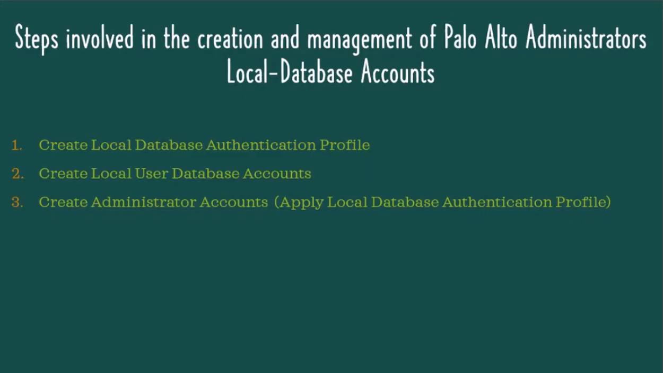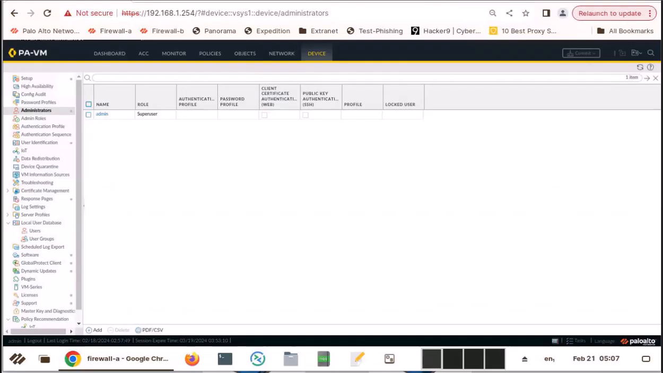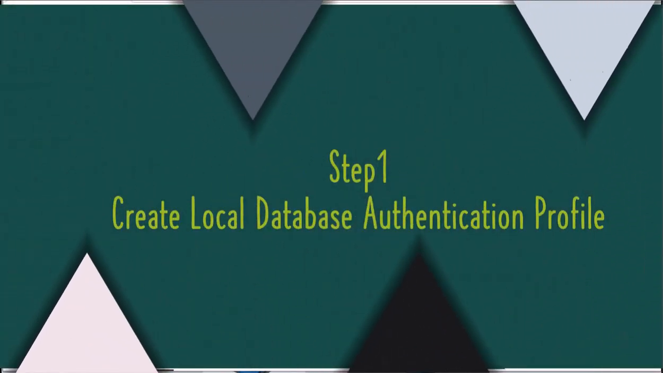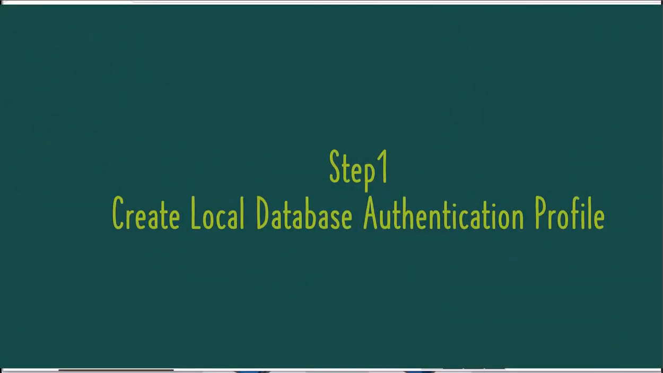Here are the steps involved in the creation and management of Palo Alto administrator local database accounts. The first one is you need to create a local database authentication profile, then create local user database accounts, and then you create administrator accounts and apply the profile you created here to your administrator account. So I'm going to explain to you step by step in the Palo Alto Firewall. Let's go to the first step and create the local database authentication profile.